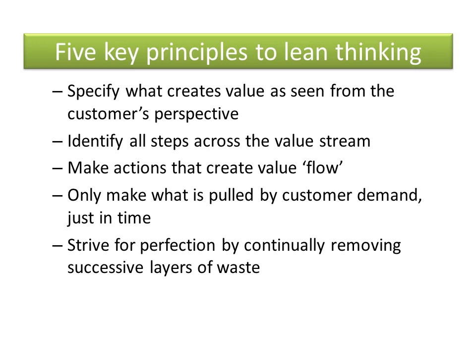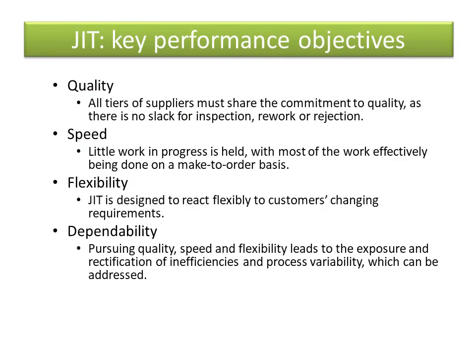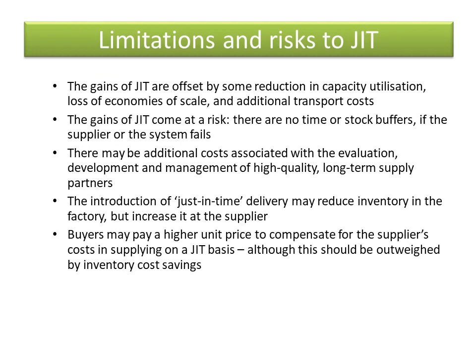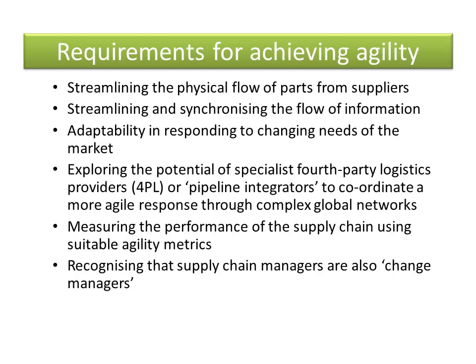So we need to understand about value, the value stream, and try and create pull, lean, just in time. So we need to eliminate waste, and we've got Ohno's seven wastes there: transport, inventory, motion, etc. Massive in the case. JIT, we know what JIT is. Limitations. Benefits of lean, pretty strong benefits.